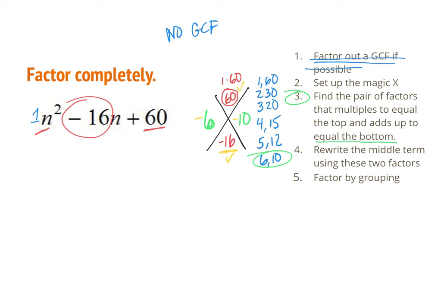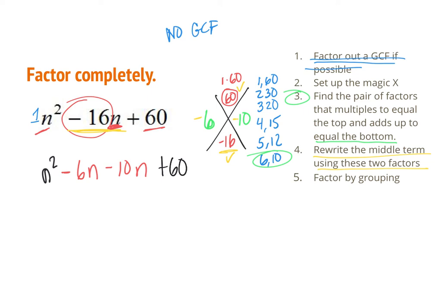So now I will rewrite the middle term using these two factors. The middle term is this, so I will keep everything else the same. Now the middle term becomes negative 6n, because we were talking about n, and negative 10n. Keep the positive 60. Notice that I know I did this right because if I were to add my polynomials by combining like terms, this takes me back to my original.